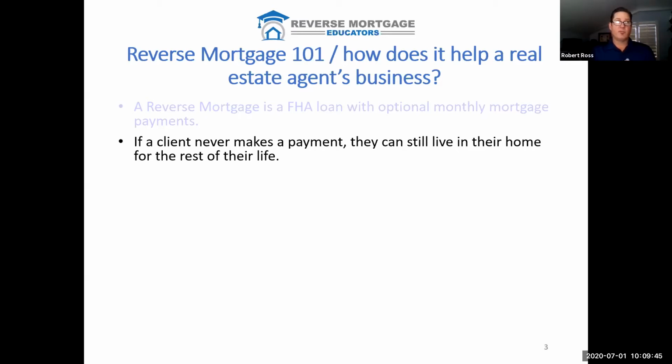nobody's really concerned about what the balance is doing at that point in time. The balance is simply deferring interest over your life. You get to live in the house for the rest of your life, no matter what, assuming that you're fulfilling the rules, which we'll cover in a little bit. But the point is that you get to live in the house for the rest of your life, never make a mortgage payment, and all that happens is simply the balance will grow over your lifetime.